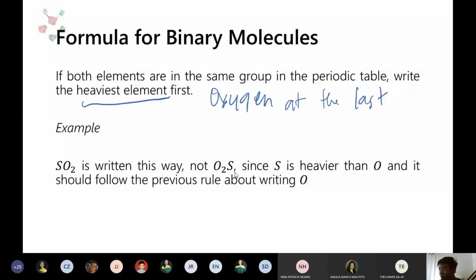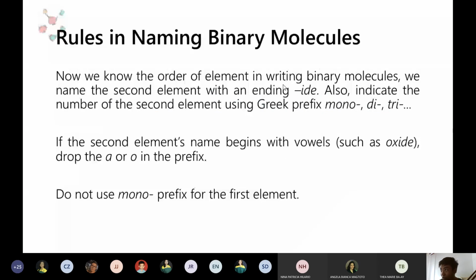So, once you know the proper way of writing covalent molecules, alam na natin kung paano yung arrangement, we can start identifying the rules. Madali lang yung rules. So, ito yung rules. The second element will have the suffix -ide. Para siyang anion, pero hindi siya anion ha. It just so happens na second element siya, kaya -ide yung suffix niya.